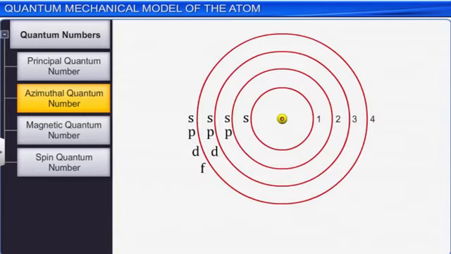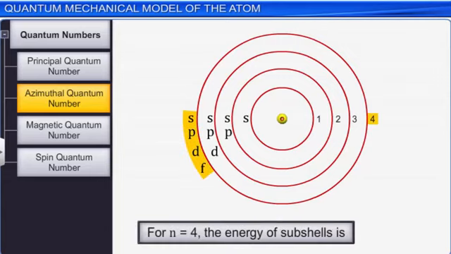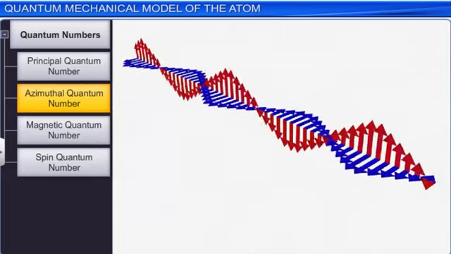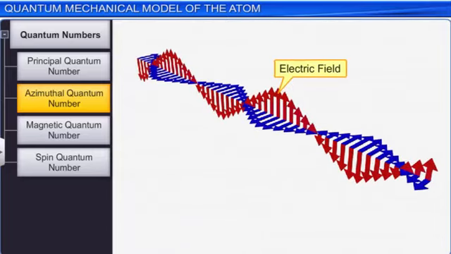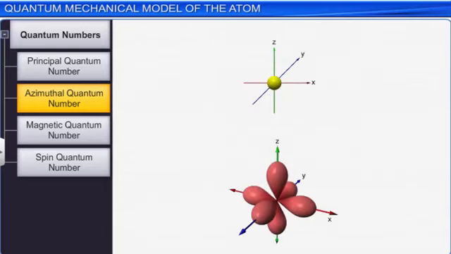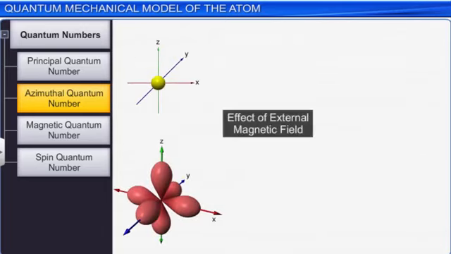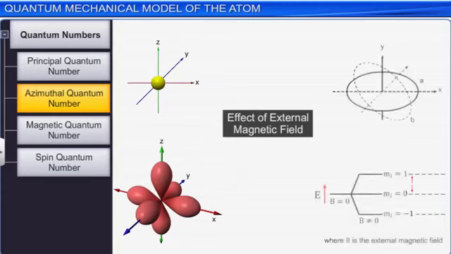The s subshell has the lowest energy, and the energies of the subshells within the same principal shell follow the order s < p < d < f. An electron moving in a subshell generates an electric field and magnetic field resulting from its motion around the nucleus. Thus, under the influence of an external magnetic field, the electrons moving in the subshells tend to reorient themselves into specific orbitals.